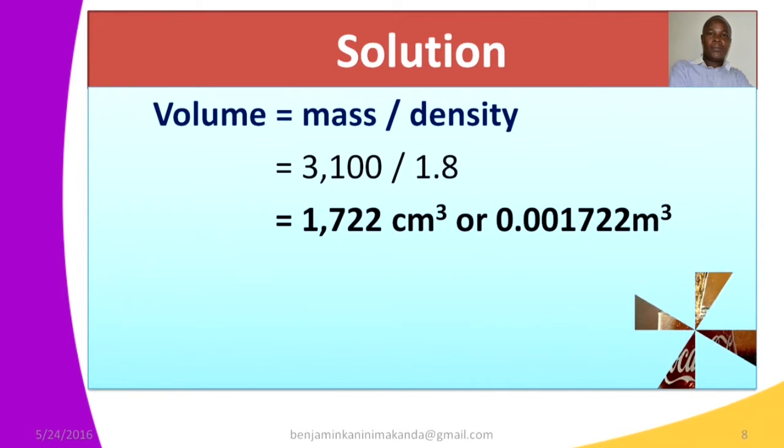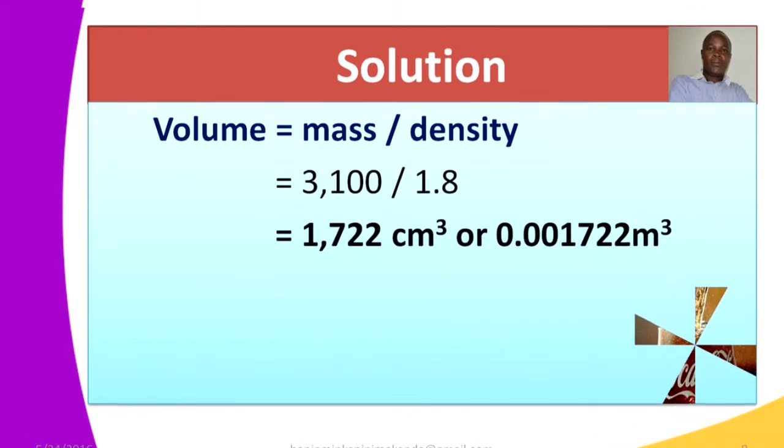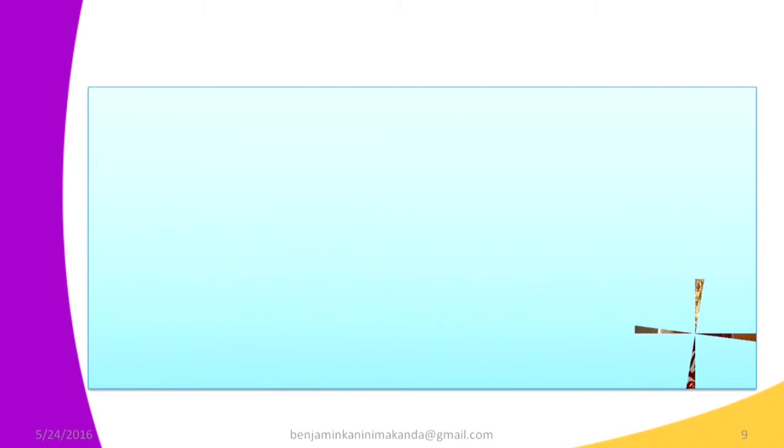We take 1,722 centimeters cubed, you divide by 1 million centimeters cubed that make 1 meter cubed, and we end up with the value 0.01722 meters cubed. So this is another example that we are using in order to calculate the volume of concentrated sulfuric(VI) acid. We are again looking at another example, and this is going to be example number 3.